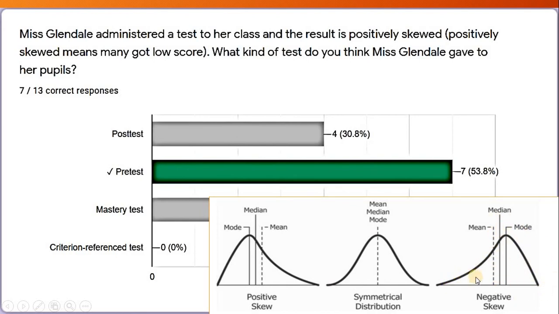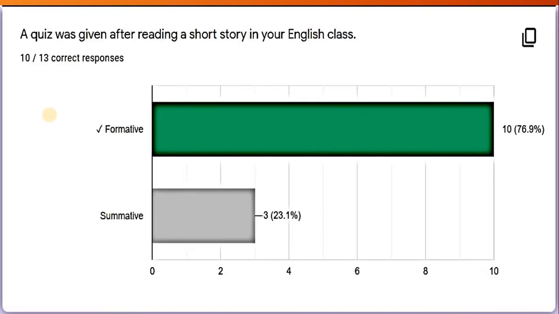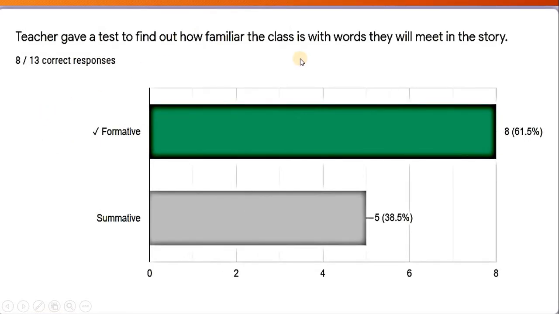Maraming nakakuha ng mataas na score, kukunti lang nakakuha ng maliit na score. So ito tinatawag natin negatively skewed or skewed to the left. A quiz was given after reading a short story in your class. This is formative. Teacher gave a test to find out how familiar the class is with words they will meet in the story. Pwede rin, formative. Parang diagnostic siya, pero ang choices nyo lang naman ay formative and summative. So, hindi naman siya pwedeng summative.